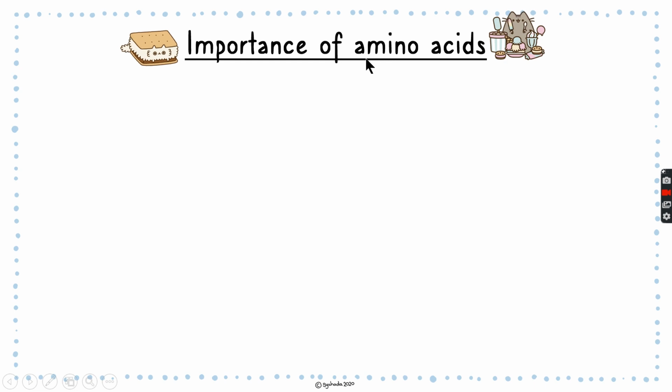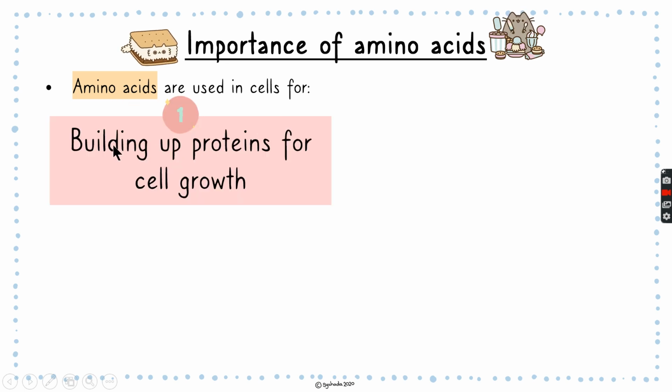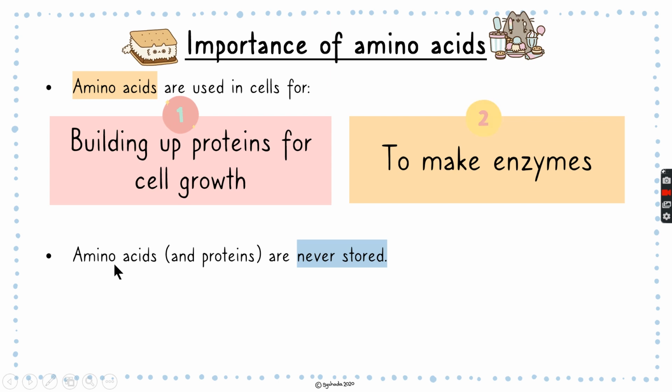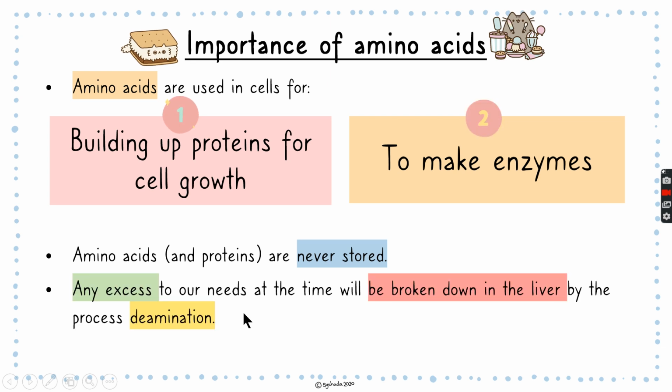Now let's look into amino acids. Firstly, why are amino acids really important? Amino acids are used in the cell for various purposes. Firstly, to build up proteins for cell growth, and secondly, to make enzymes. Amino acids and proteins are actually never stored, so what happens to the rest of it if you eat too much protein? Any excess to our needs at the time will be broken down in the liver by this process called deamination.